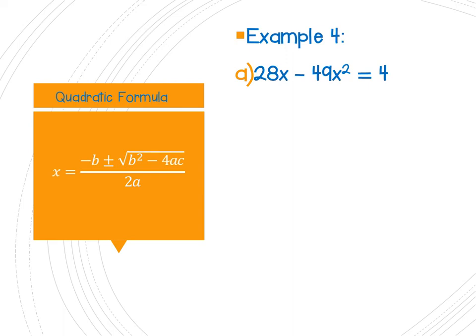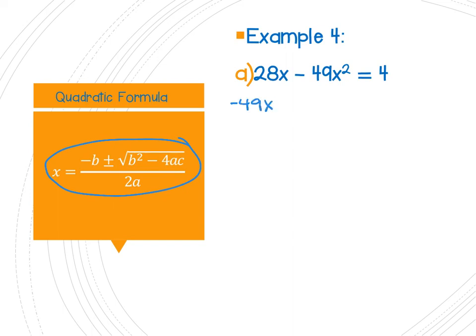Quadratic formula. It's been a while since we've done this, and this is definitely important. It will show up on standardized tests, and they expect you to know it. It is x equals negative b plus or minus the square root of b squared minus 4ac, all over 2a. First, we want to look at our equation and get it into quadratic form, so we want the x squared to be first.